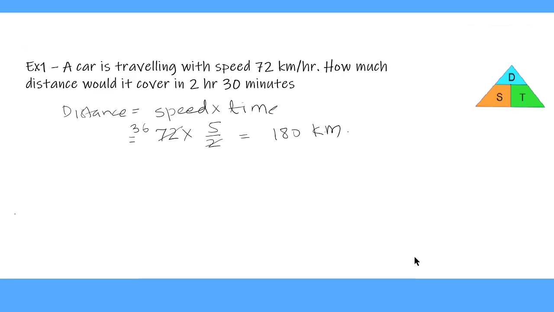We are solving a few simple examples to understand the formula. So distance equals speed multiplied by time. Speed is 72 and time is 2.5 hours. So we multiplied both and we got the answer 180 kilometer. We go to the next example.